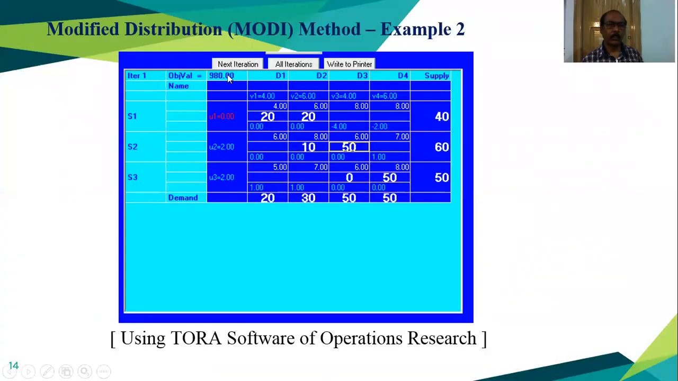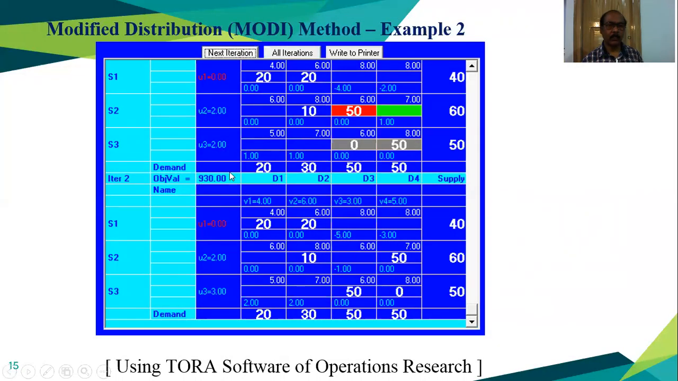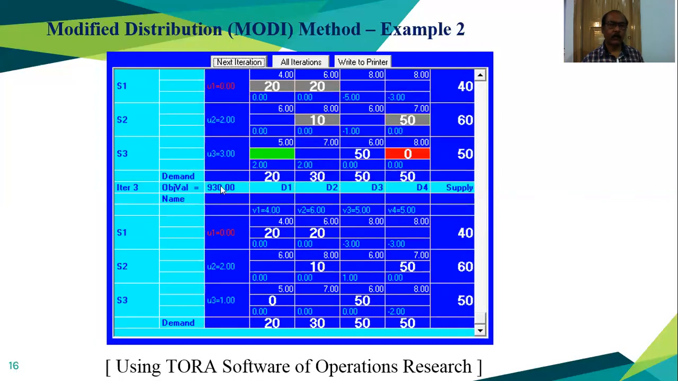What is the cost in this table? 980. In this table, what is the cost? 930. It is improving the result. We can verify without the table. Now again it is improving; in the table it is 930. Step by step it is improving, and with 930 we can verify our result. But they are considering the loop initially with another cell.